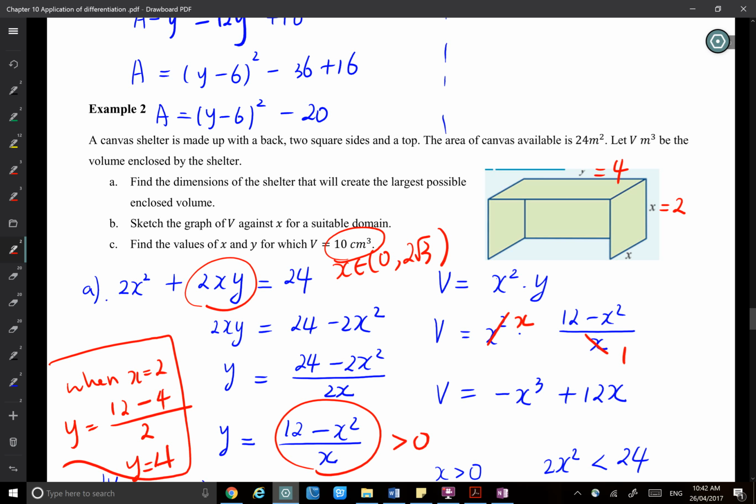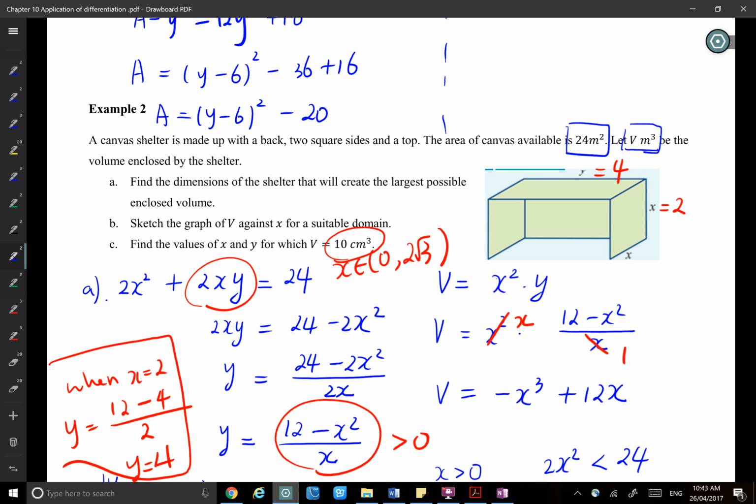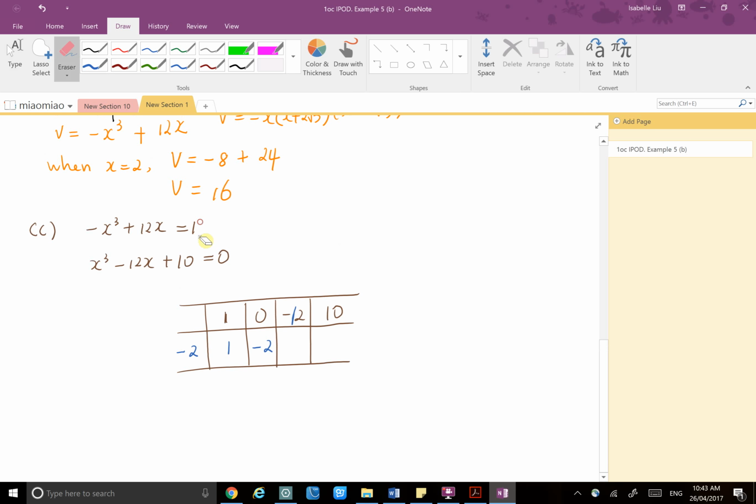Can we see all the things we have is in meters cubed? I made a mistake last week. That's 24 meters cubed, and that is in meters cubed. So what you have here is not 10, it's actually 10 centimeter cubed, and we want to convert to meters cubed. 1 meter equals 100 centimeters.